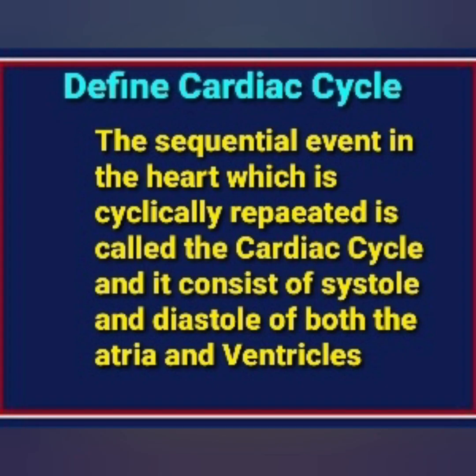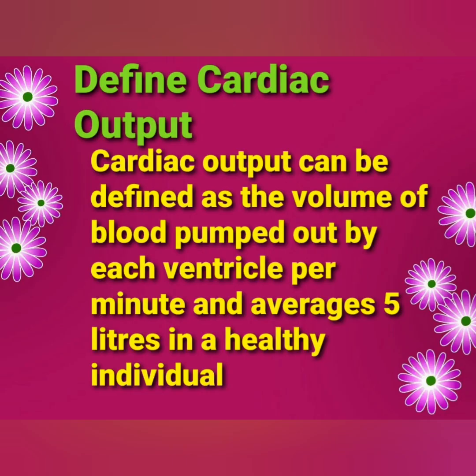Define cardiac cycle. The sequential event in the heart which is cyclically repeated is called the cardiac cycle and it consists of systole and diastole of both the atria and ventricles. Next question, define cardiac output. Cardiac output can be defined as the volume of blood pumped out by each ventricle per minute and averages 5 liters in a healthy individual.